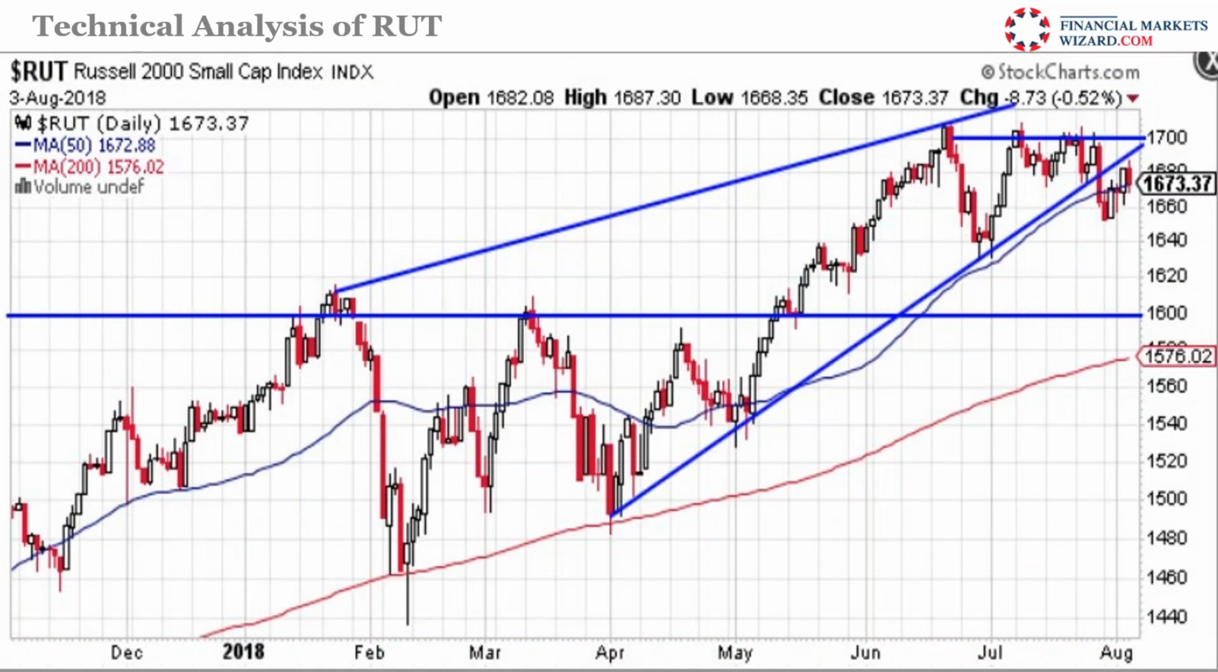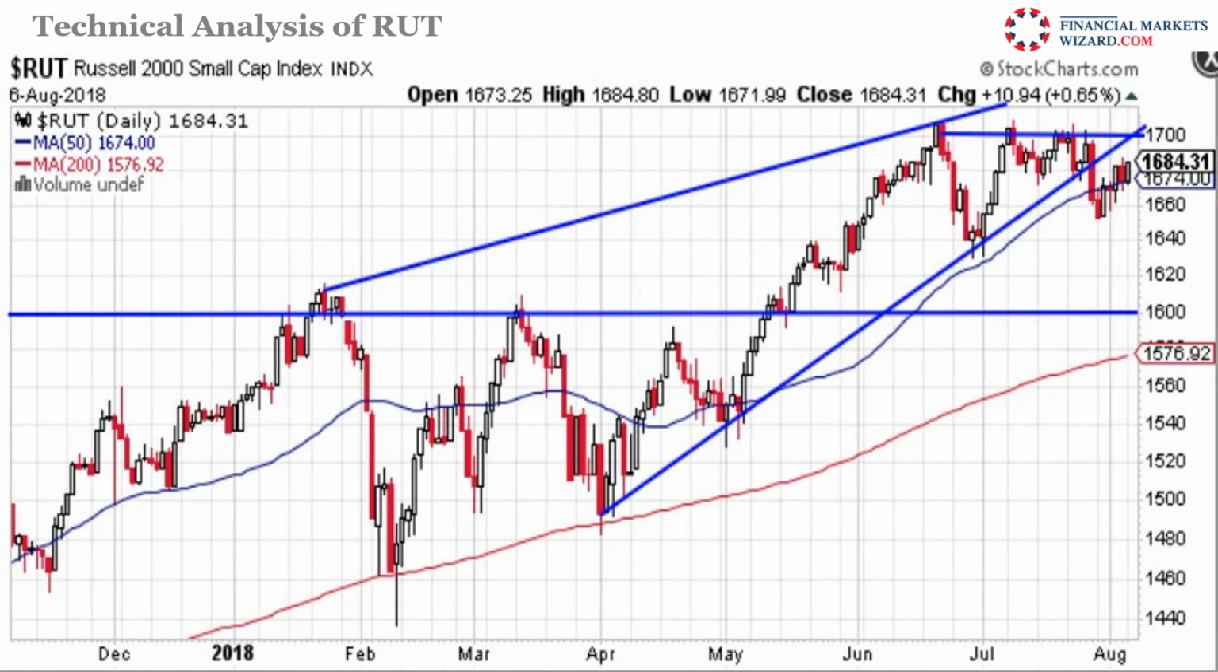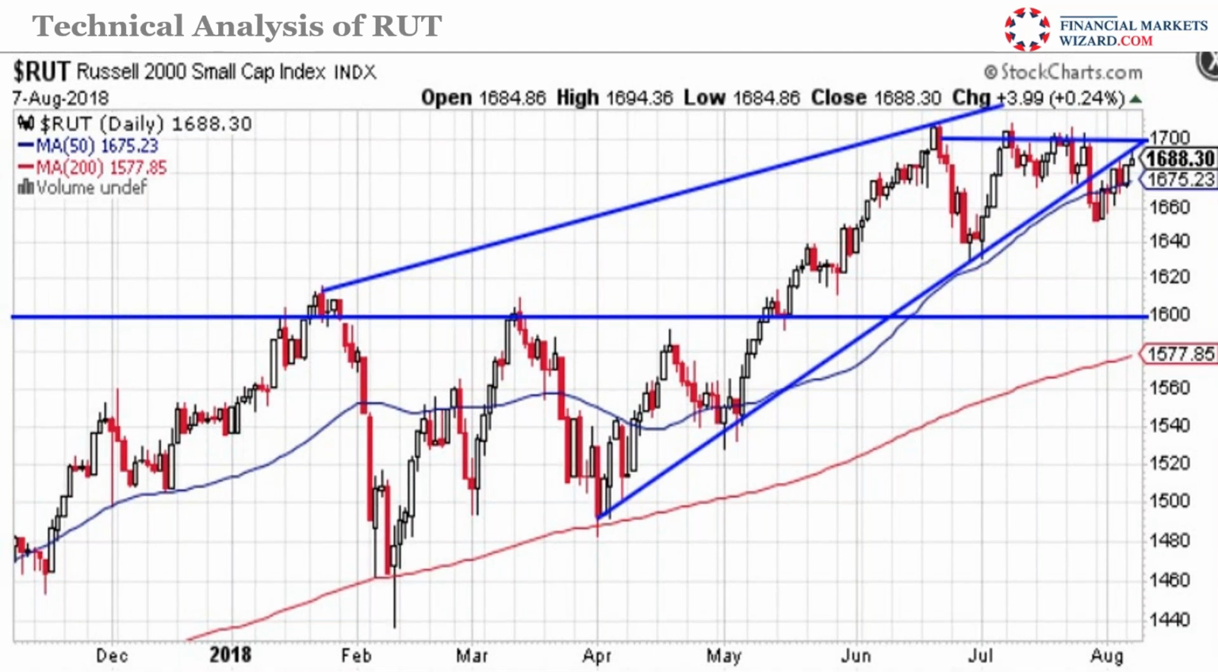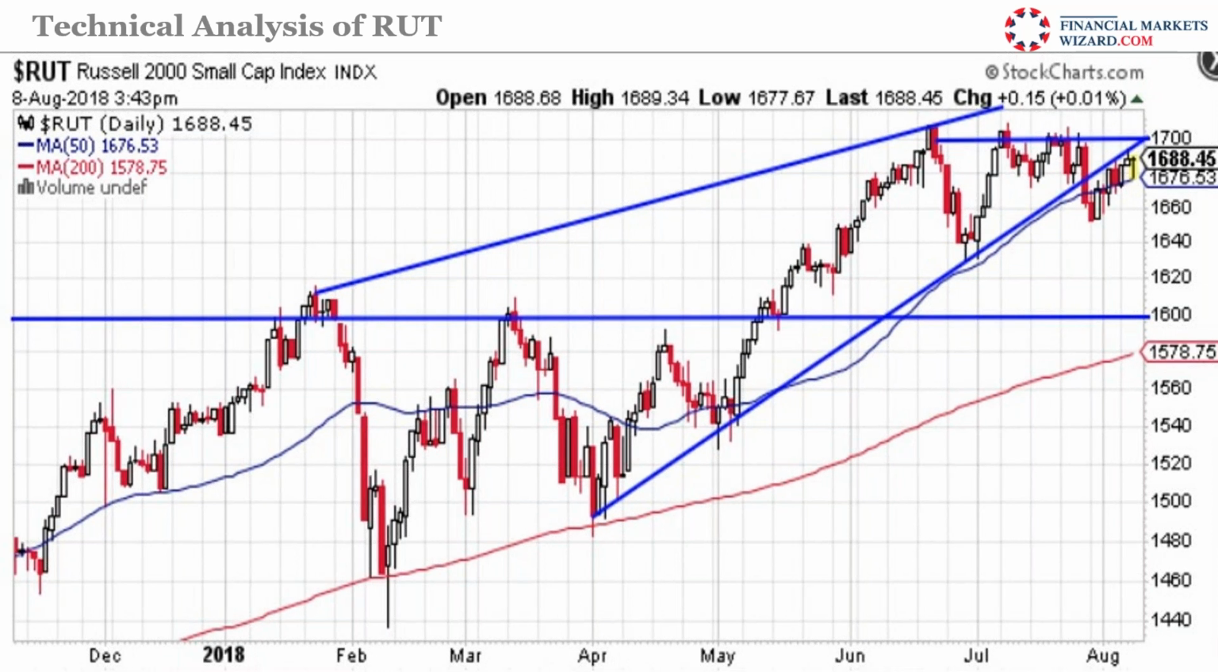This is Russell. Russell is the one which is facing resistance, big time, right? You can see 1,700. That's it. So Russell 2000 is the one facing resistance. NASDAQ is the good one, along with Dow Jones and S&P. So at 1,700 and above, Russell will give another buy signal.